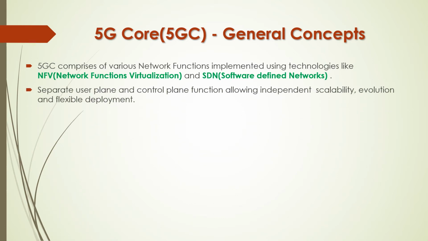Then in 5G networks, we have separate user and control planes. In 4G networks, we had certain network elements that had the functionality of both the user plane and the control plane. But here we have completely separated the two. So the user plane is different and the control plane is different. No single network function has both the user plane and control plane. If a network function is there, it will serve either the control plane or the user plane.